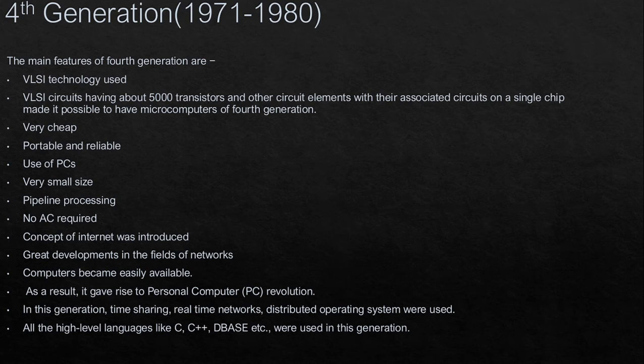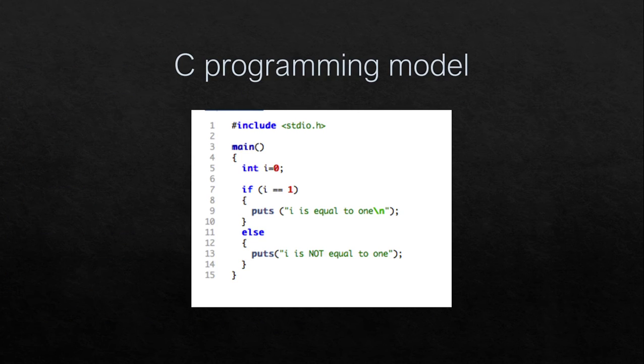And in this generation, what is the operating system used? Time sharing, real-time networks, and distributed operating systems are used in this generation. And high-level languages like C, C++, and database management systems also evolved in this generation. So this is the model of C programming. See how it looks.